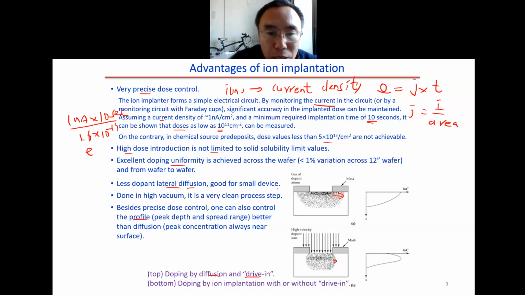But for the case of the diffusion drive-in, the profile is very unique: the peak concentration is always near the surface. But for ion implantation, you can see the peak coming below the surface. We have more control over the profile.